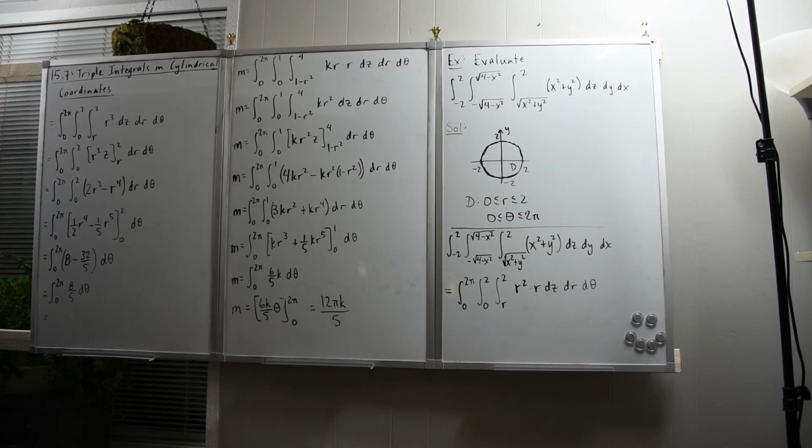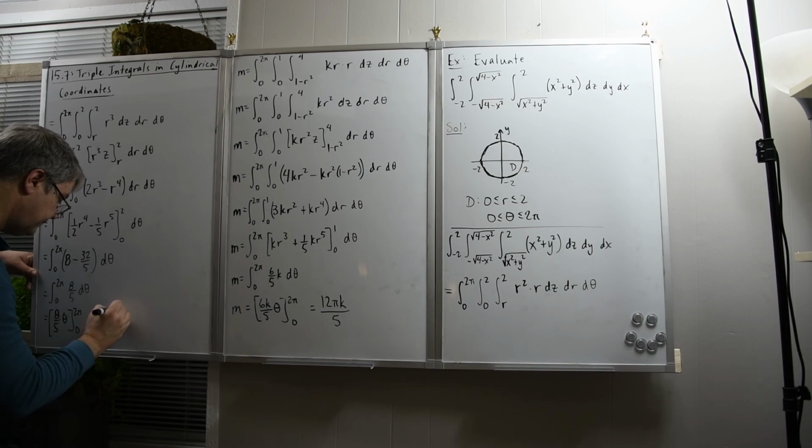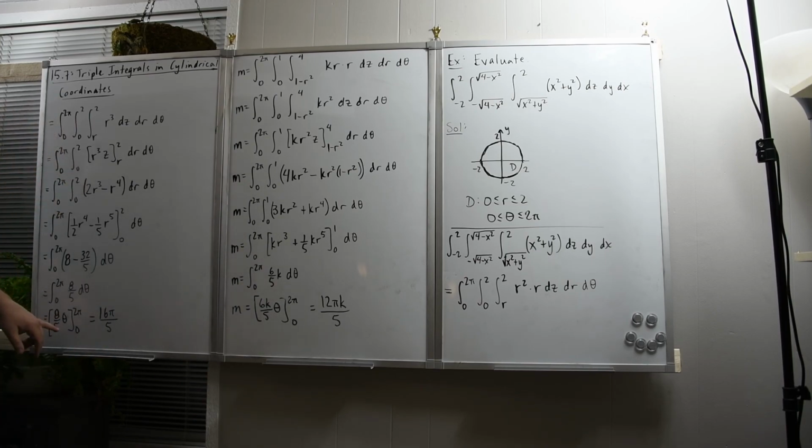So now we have a nice constant that we'll integrate with respect to theta. And that'll give us 8 fifths times theta. And we take that from 0 to 2 pi. When you plug in the 2 pi for theta, 8 fifths times 2 pi gives you 16 pi over 5. And then you subtract what you get when you plug in 0 for theta, but that's just subtracting 0. So the final answer is 16 pi over 5.